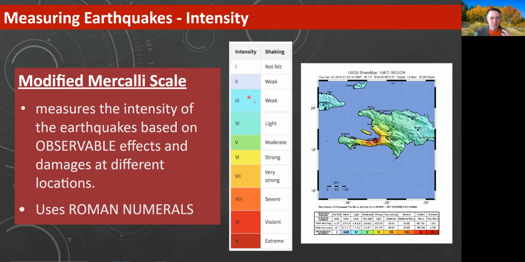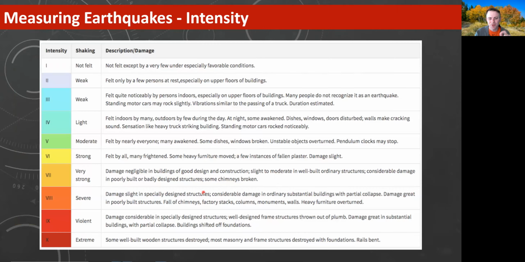So like I said, these Mercalli scales measure the intensity of the earthquake based on observable effects and damages at different locations. And if you want to put these into words, the modified Mercalli scale is the accepted verbiage around the world that most government agencies now use.